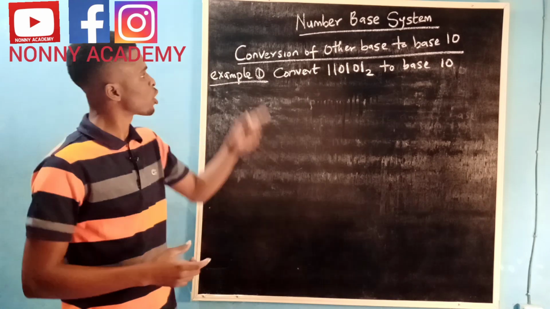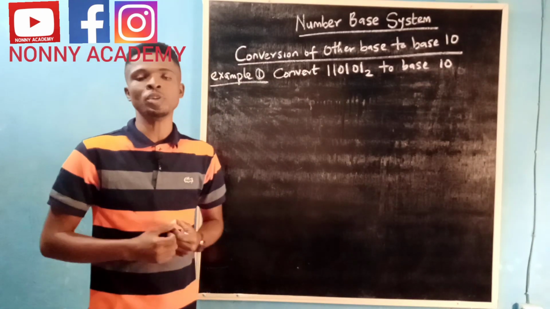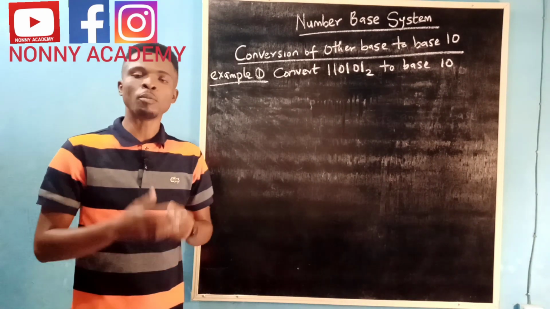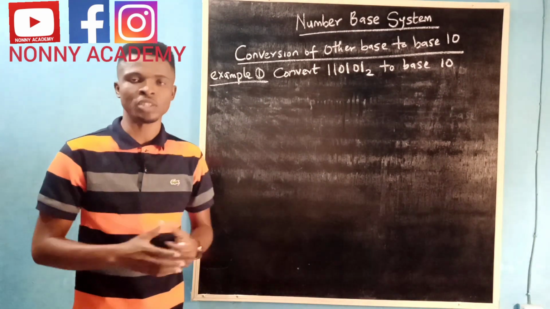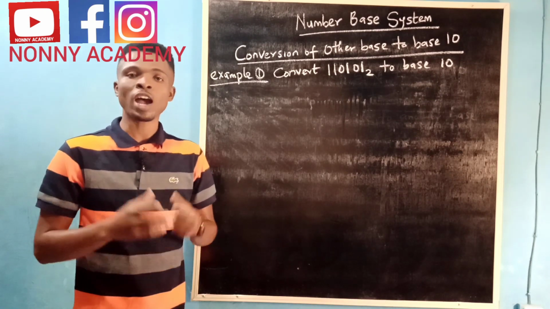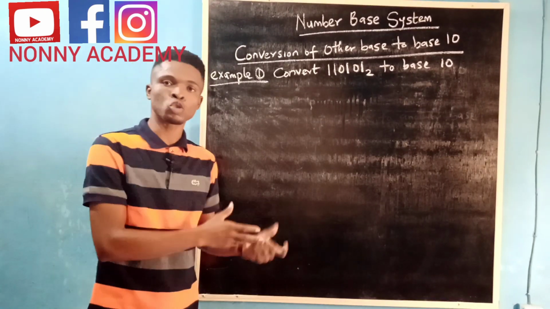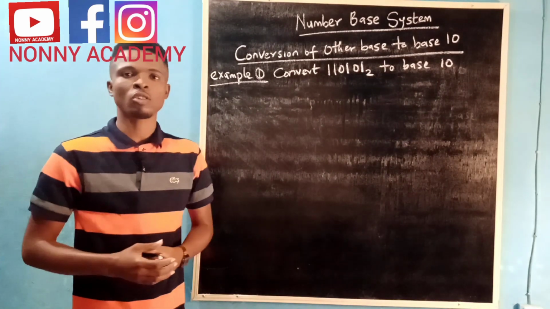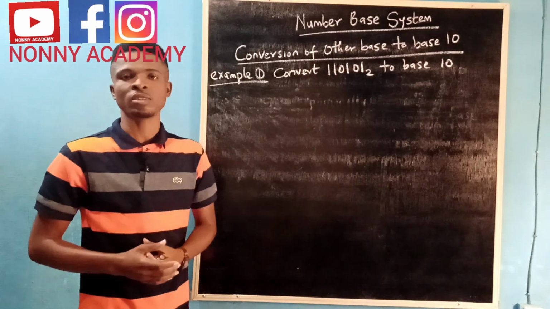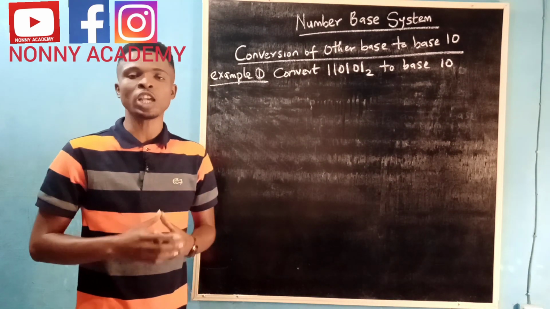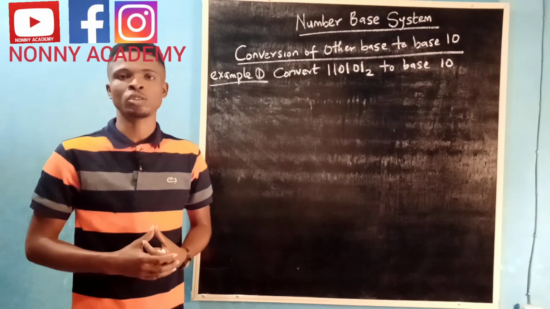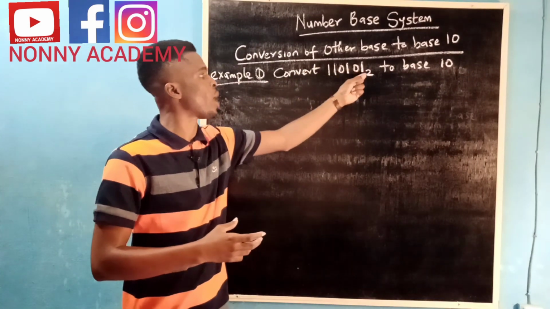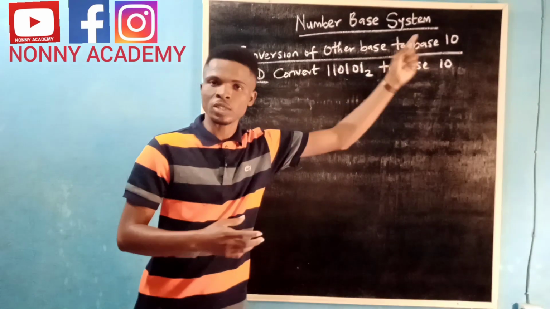Let's take a look at the conversion of other base to base 10. This is the process of changing a number from other base to a number in base 10. For example, if we are asked to convert a number from base 2 to base 10, or from base 12 to base 10, or from base 8 to base 10. In this process, we use a successive multiplication method. For example, convert 110101 base 2 to base 10.